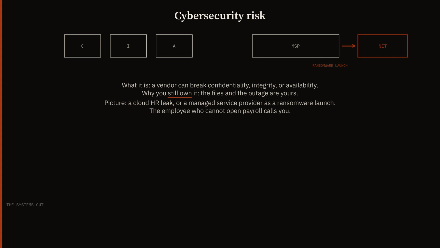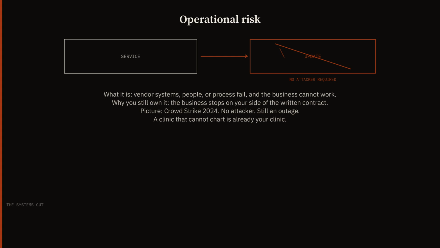A managed service provider is a company you hire to run systems for you. And if that provider holds broad admin rights, an attacker who enters the provider can launch ransomware inside your network. The employee who cannot open payroll does not call the provider. That employee calls you. Operational risk is the second type.